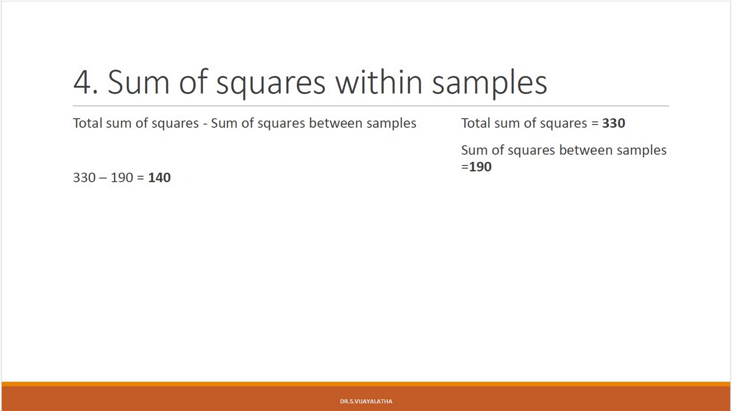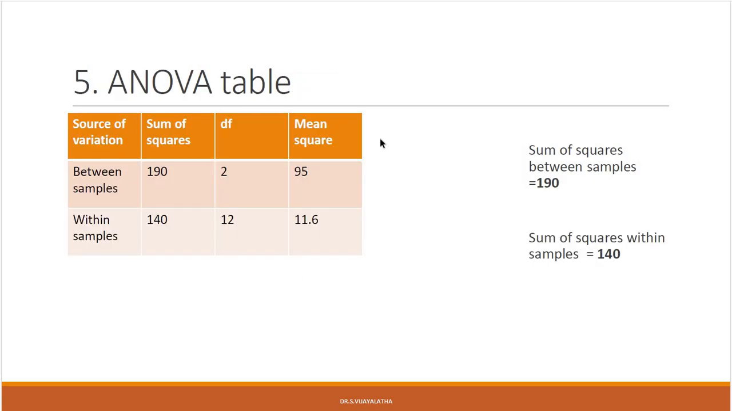The next step is we have to prepare the ANOVA table. So this ANOVA table, we get it when we do the test using a software package also. We have already seen this when we used a data analysis tool pack. We will get this ANOVA table, we'll get the F value and we also get the P value. So here we write the source of variation. So between samples and within samples. So between samples, the sum of squares we got is 190. Within sample we got 140. Total was 330. So 330 minus 190, 140.